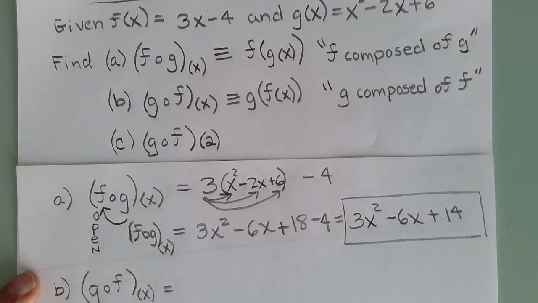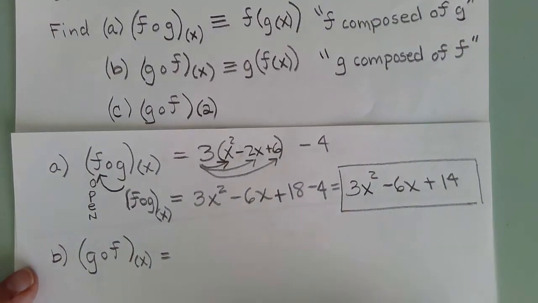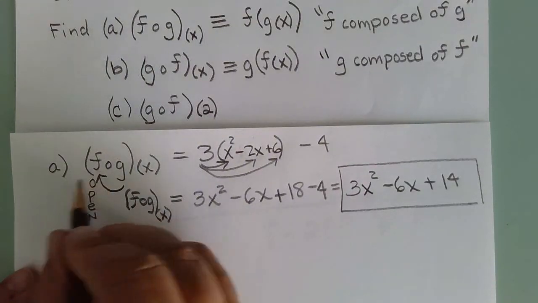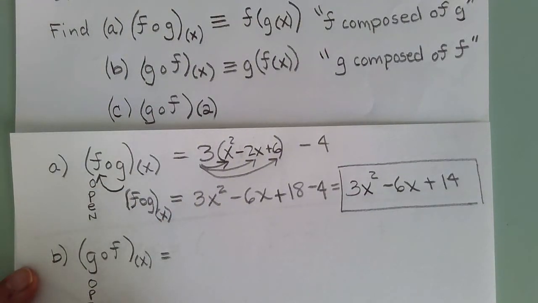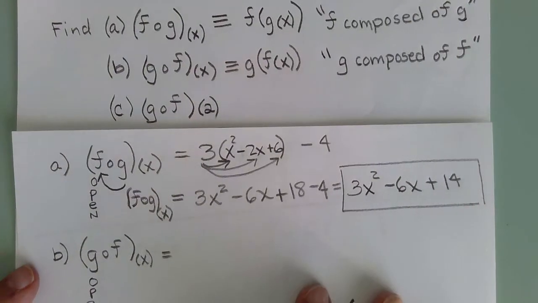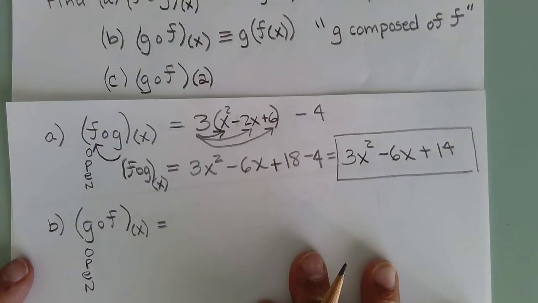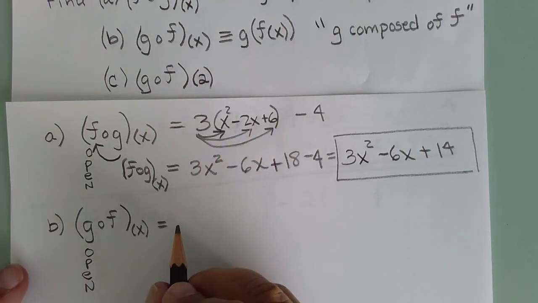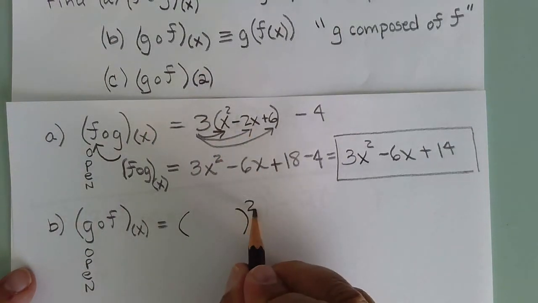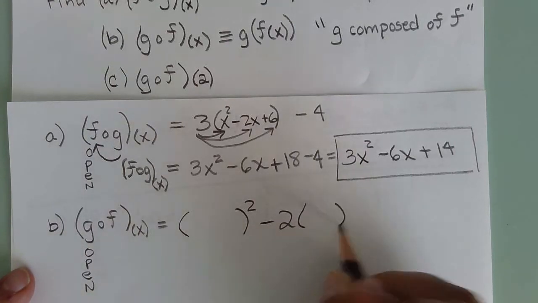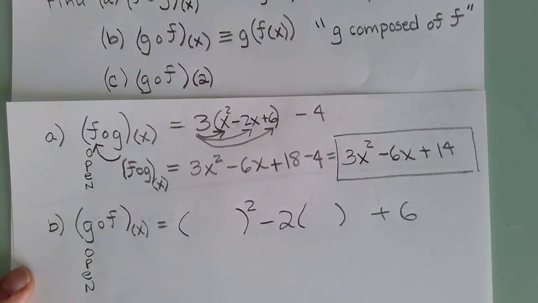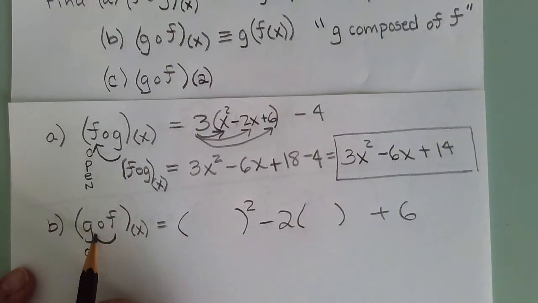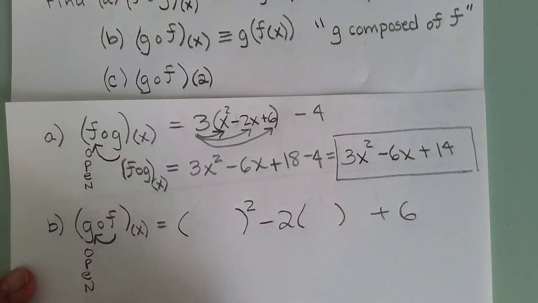So our final answer will have just x's in it. As I stated when I did f composed of g, you're always opening up the outer function. In other words, writing the g function, but using parentheses wherever there's an x. So that g function, that was this one right here, x squared minus 2x plus 6. And then inside of that open spot, you're going to plug the f function into the open spots in the g function.